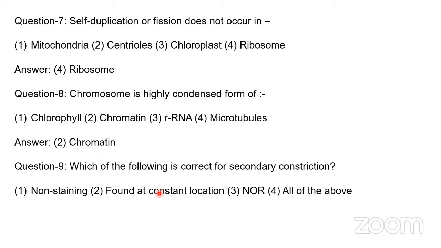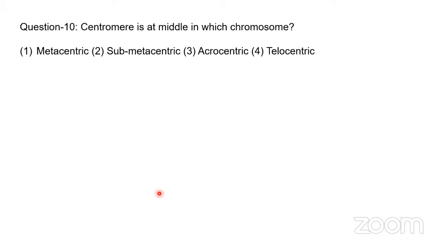They are found at the constant location on the chromosomes, and they are a part of NOR also. So option number 4, that is they are non-staining, found at constant location, and NOR, the nucleolar organizer regions. All of these options are correct, and therefore option number 4 that says all of the above is the correct answer. Question number 10, centromere is at middle in which chromosome?